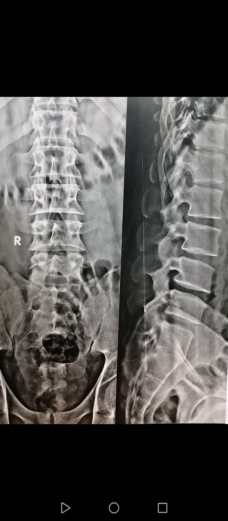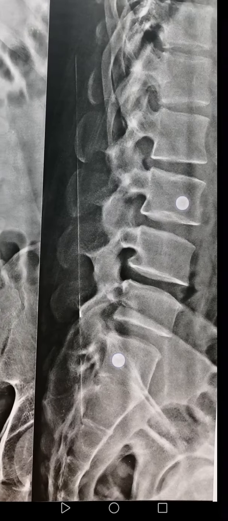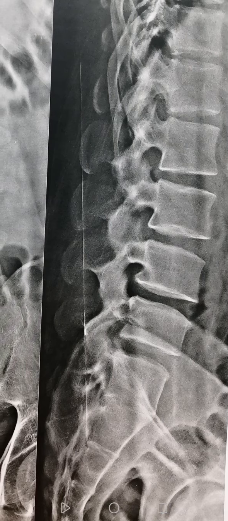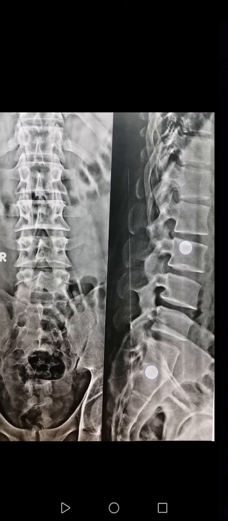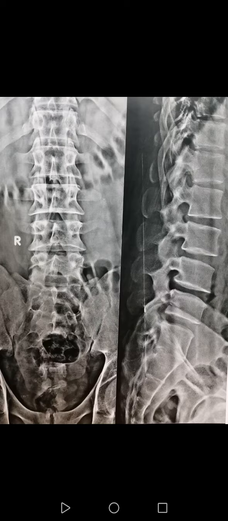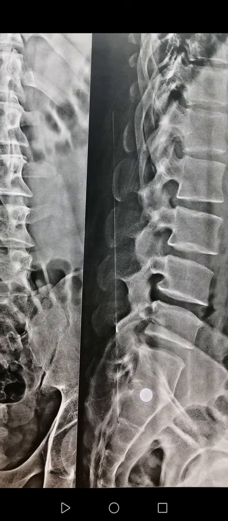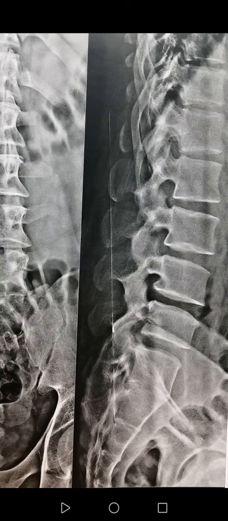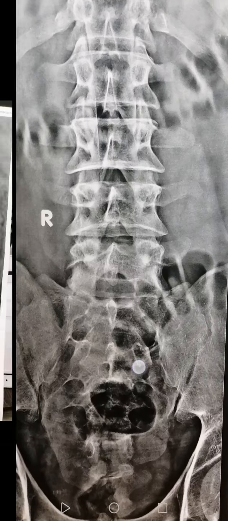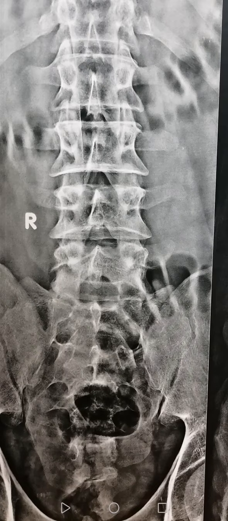What about the disc spaces here? They are more or less within normal. You cannot exclude 100% disc problem by X-ray, but we can see if there is disc narrowing or so on. I cannot see anything other here, but in the lateral view we cannot see many things. In the anteroposterior you can find an important thing here.